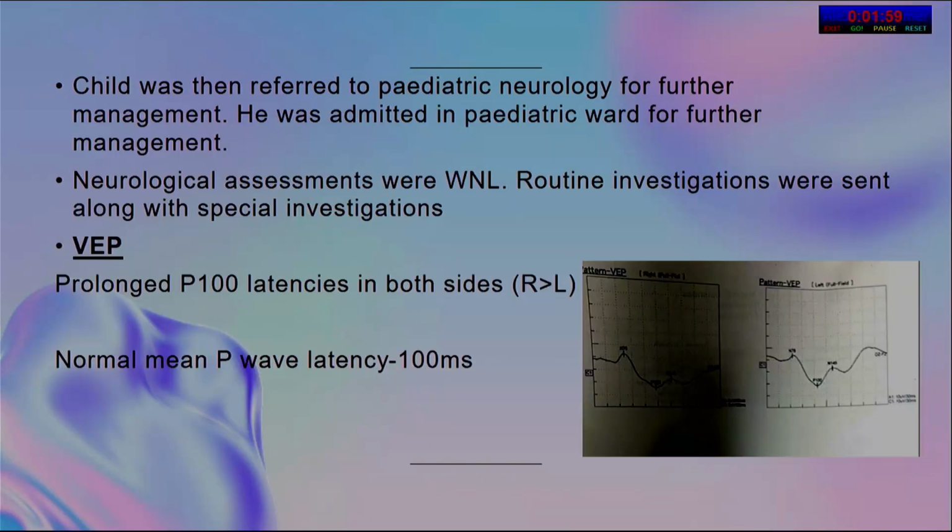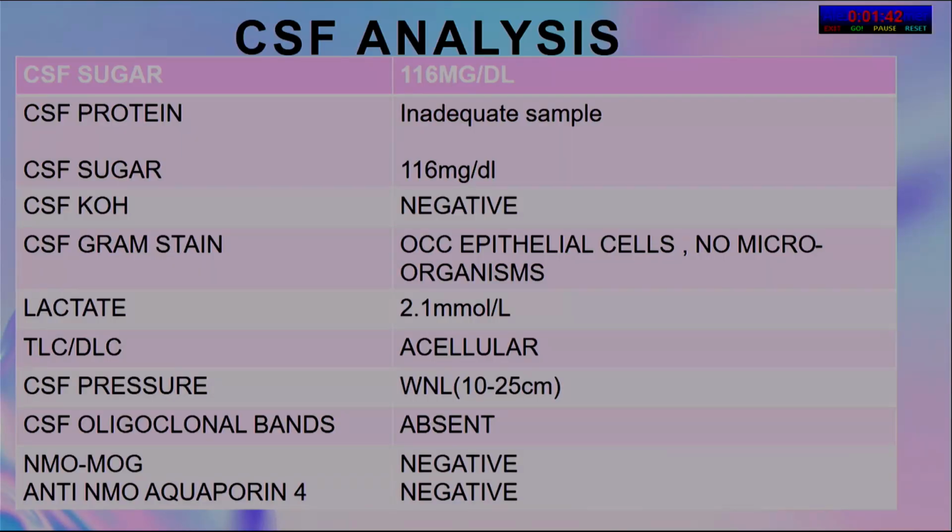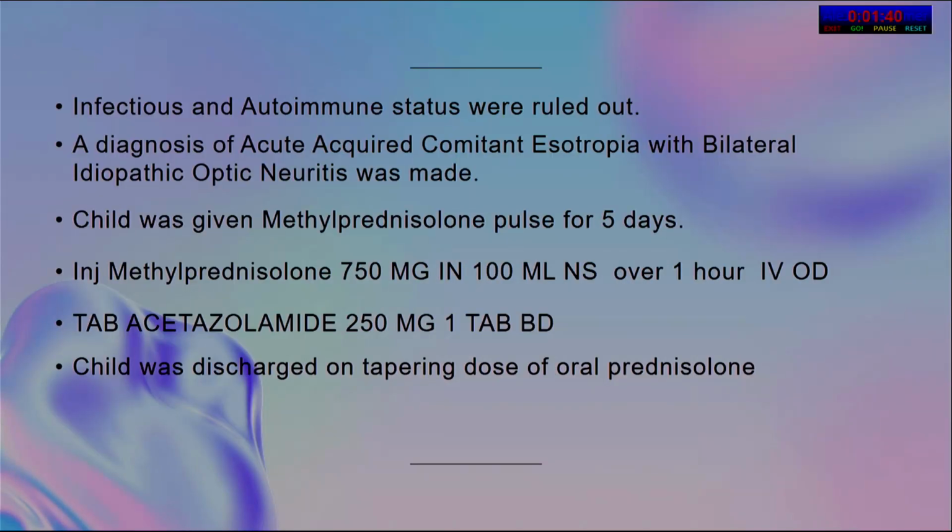The child was then referred to a pediatric neurologist for follow-up, where he underwent various neurological assessments to rule out any other associated intracranial pathology. VEP showed prolonged P100 latency on both sides, right more than left. CSF analysis was done to rule out any infectious or autoimmune cause, and a diagnosis of acute acquired comitant esotropia with bilateral idiopathic optic neuritis was made. The child was given methylprednisolone pulse therapy for 5 days.